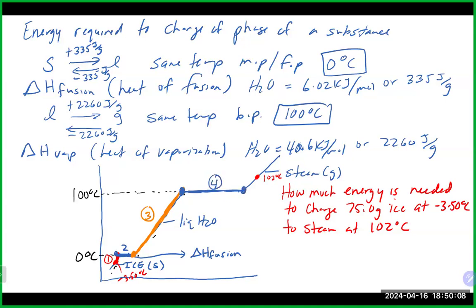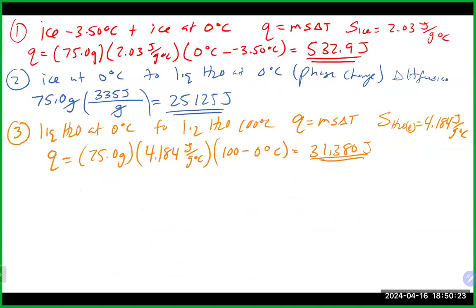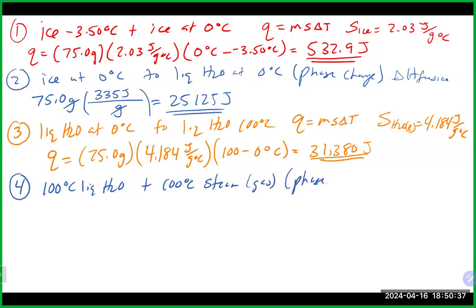to 100 degrees of steam. So this is going to be another phase change that's going to occur at 100 degrees Celsius. That is where we will use our delta H of vaporization in this case. So the fourth step here is our phase change, 100 degrees liquid water to 100 degrees steam, our gas. And that again is our phase change. And that is our delta H of vaporization in this case.